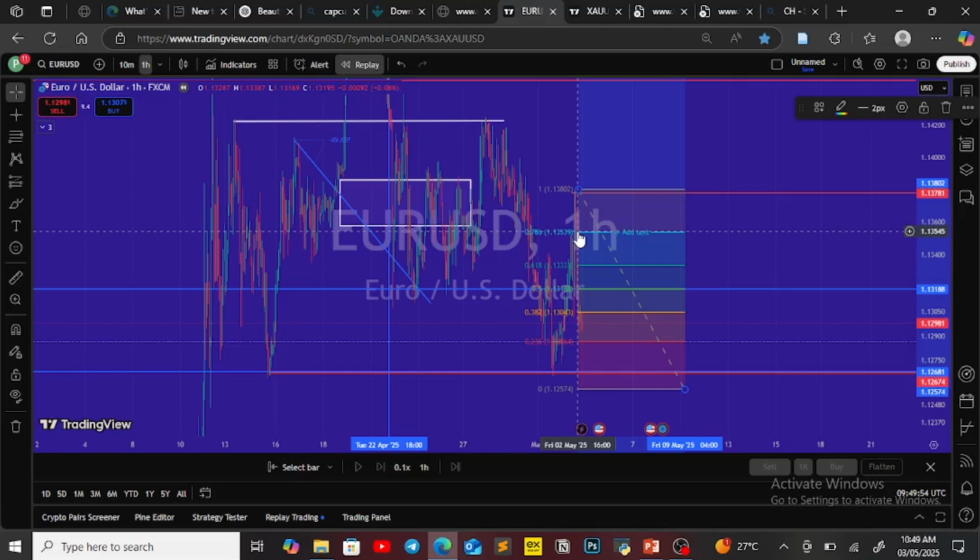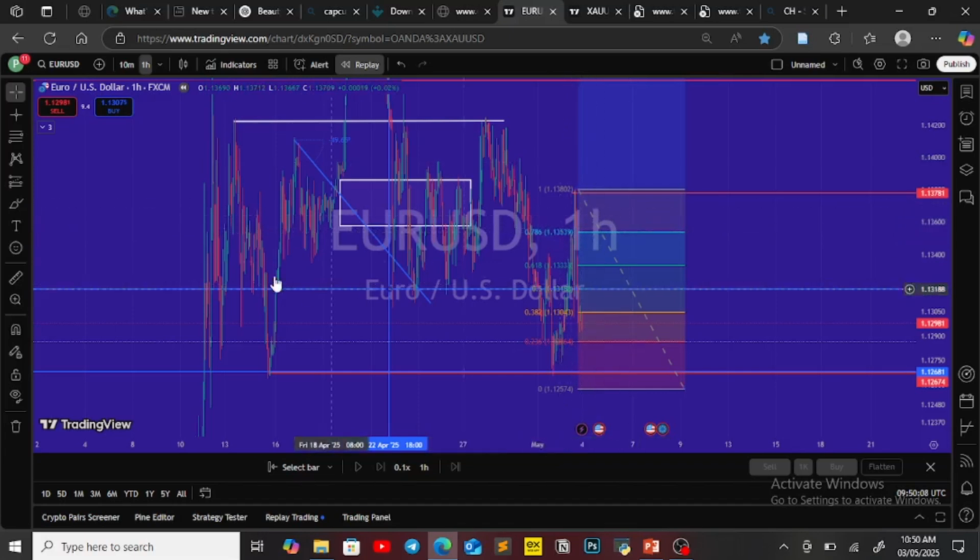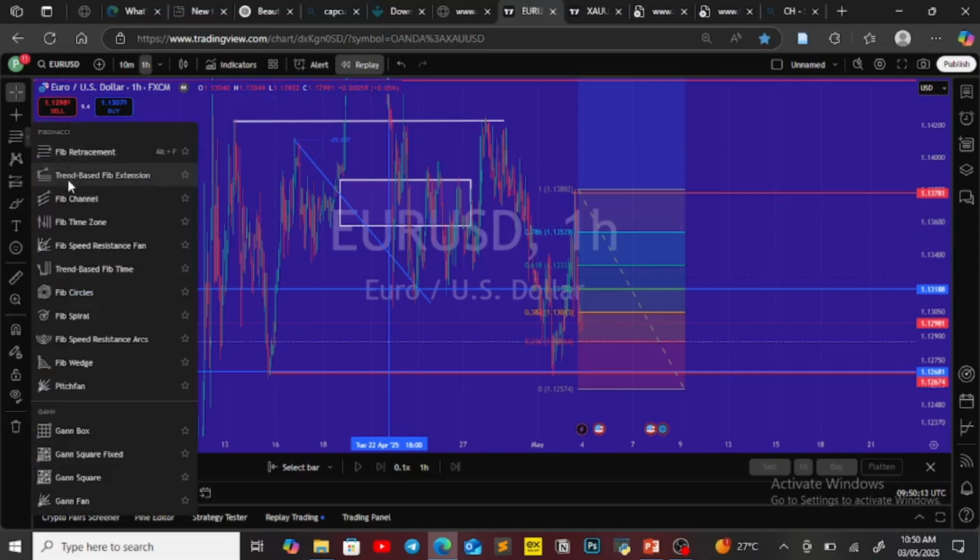Some use it for their entry, while there are some people also that use it to trade only the Fibonacci stuff like that. So that's Fibonacci. Most of them will say that probably when it gets to 50% they are going to take that trade, something like that. So it's not too much about the Fibonacci. So we have the trend based Fibonacci extension. It's just like this one but different. We have the Fib channel, we have the Fib time zone, we have different stuff here.